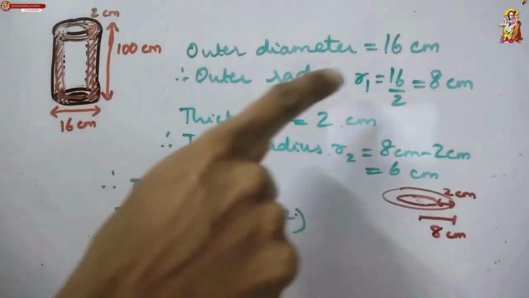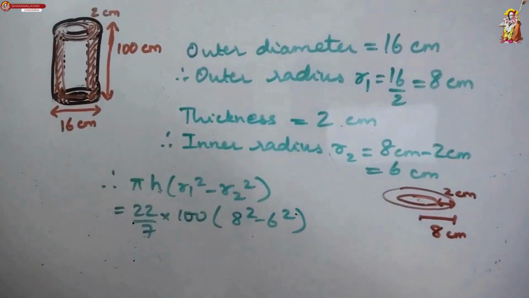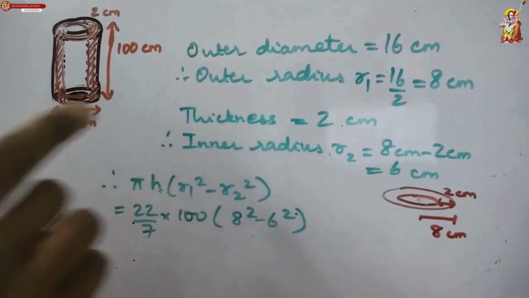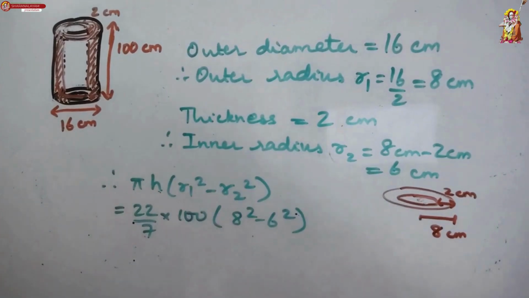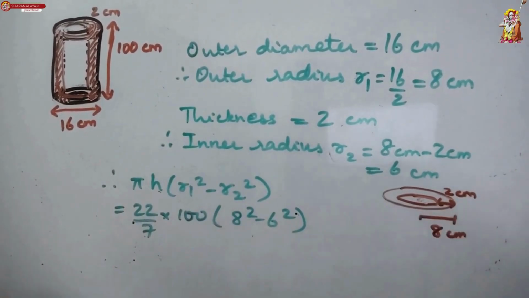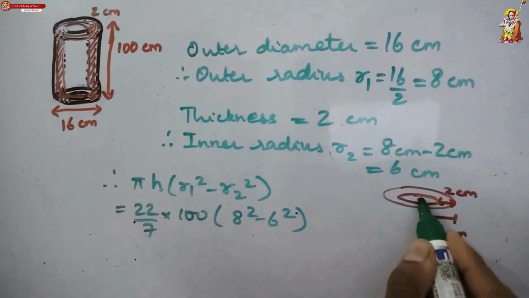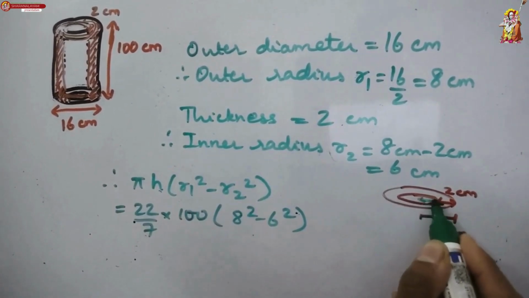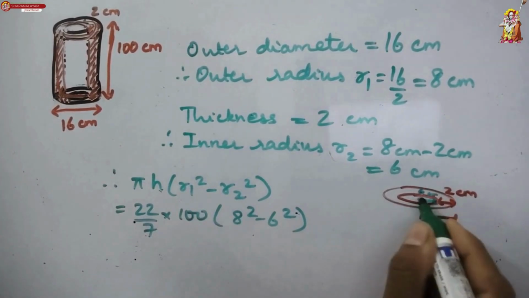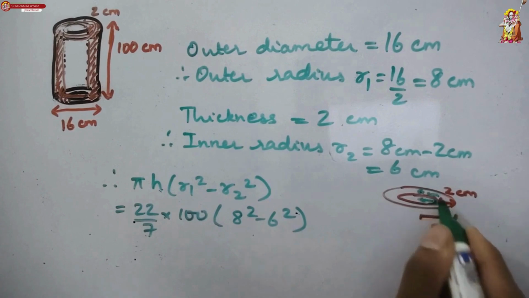Now, outer diameter is 16 centimeters. So, outer radius r1 will be 16 upon 2 equals 8 centimeters. Now, the thickness is 2 centimeters. So, the inner radius r2 will be this 8 centimeters minus 2 centimeters, that is this inner radius, that will be 6 centimeters. 8 minus 2 gives you 6 centimeters.